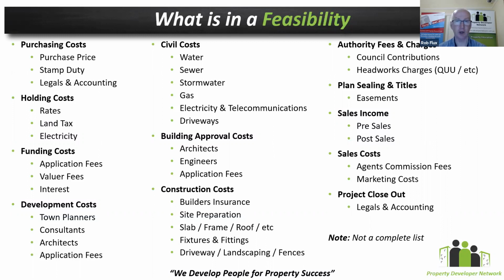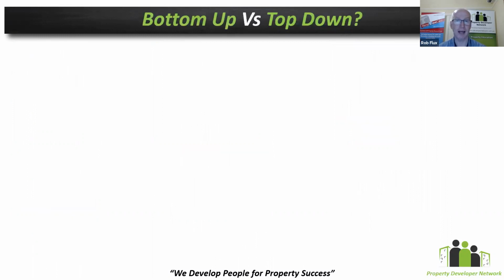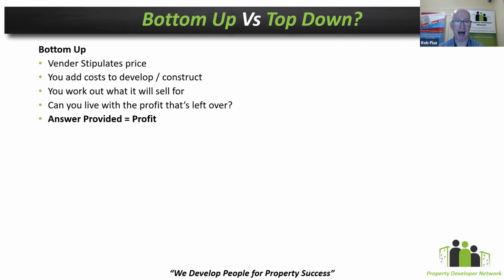Then I guess the next thing to do is there are two completely different ways to do a feasibility. One is called a bottom up and the other one is called a top down. And I'm going to go through the pros and cons of each of these so that you actually understand the concept that sits behind it. So firstly, a bottom up. This is what most developers tend to do, especially in the early days. So the vendor tends to stipulate the price. You then try to work out the cost that is actually going to take for the construction. You work out what it's going to sell for, and then you try to work out whether or not you can live with the profit that's left over. So the answer that you get is the profit.